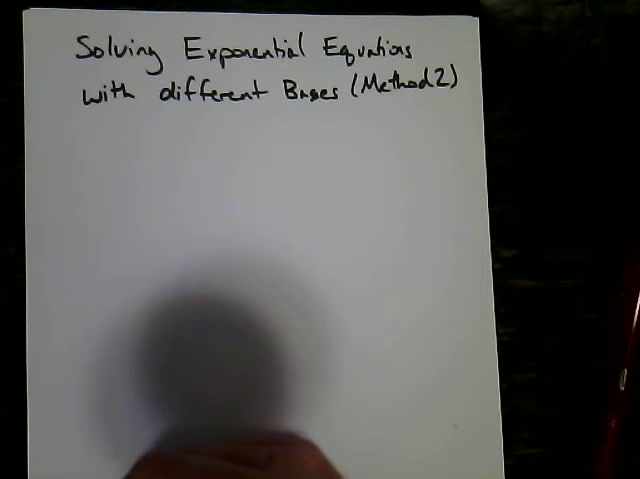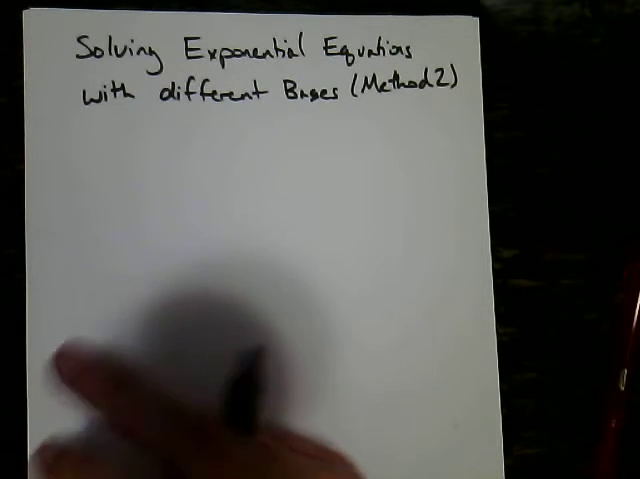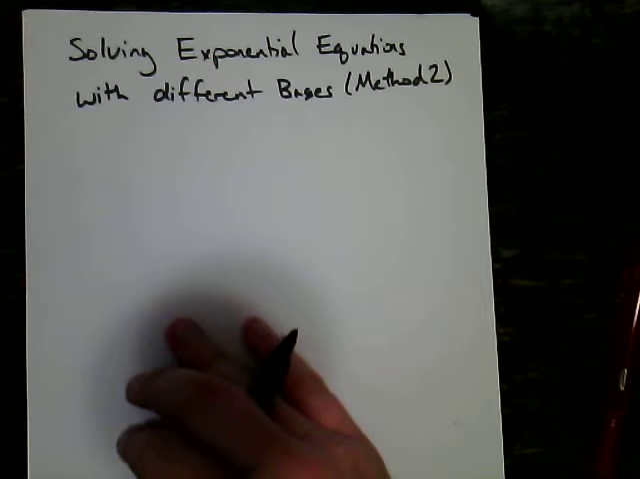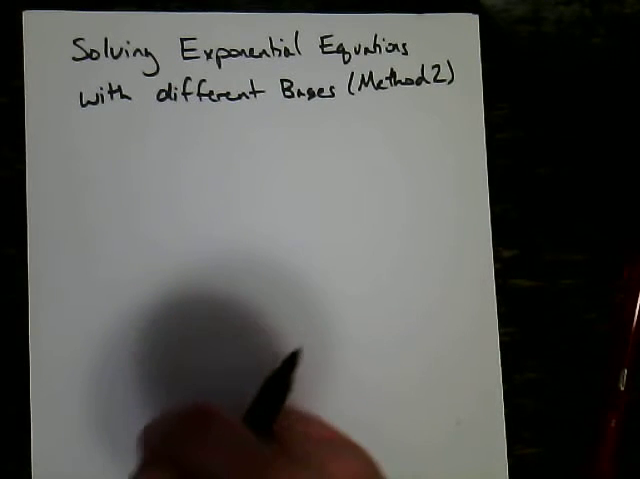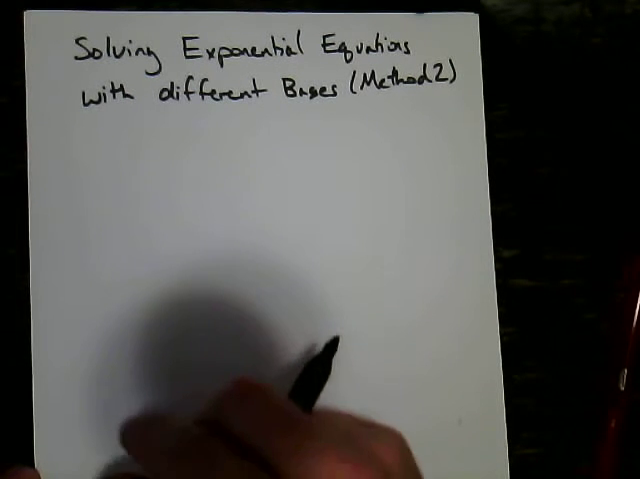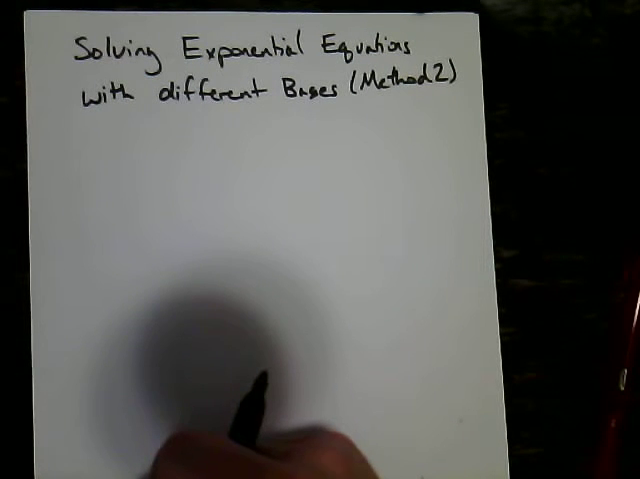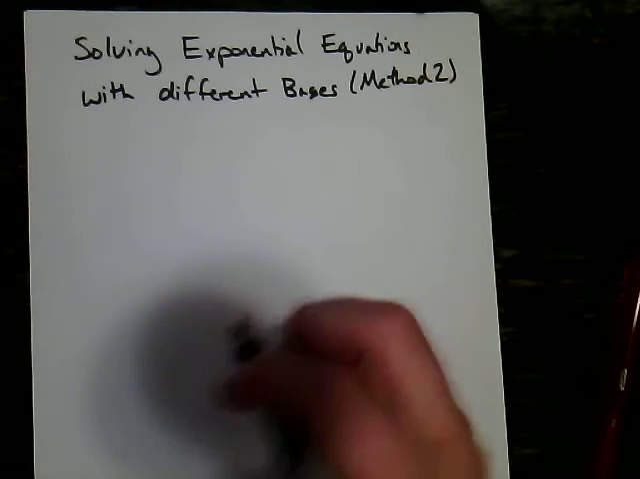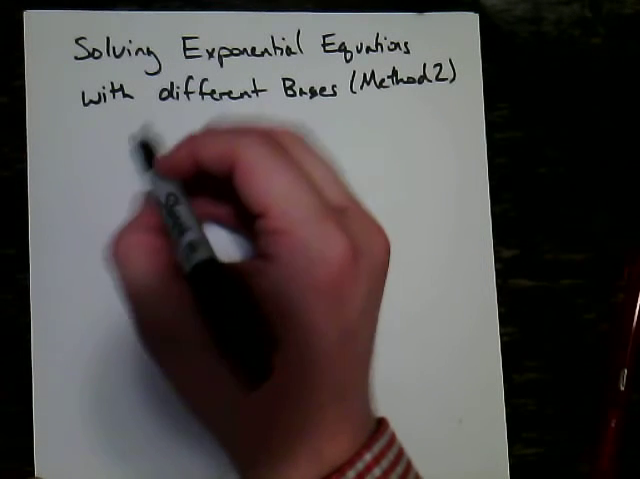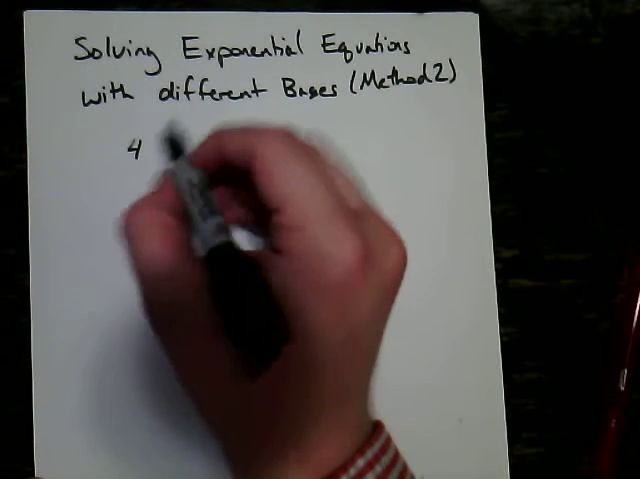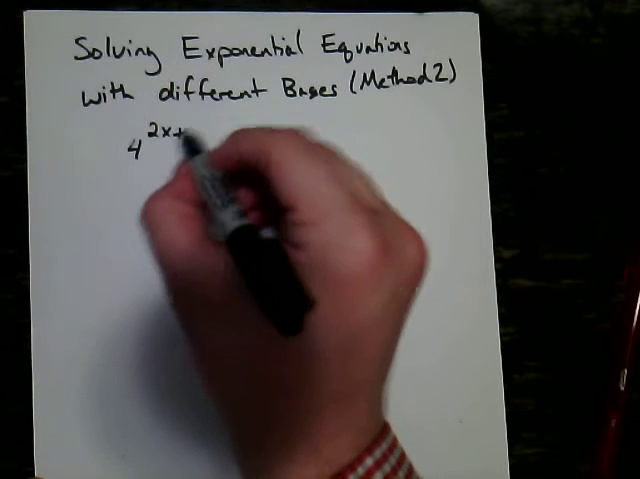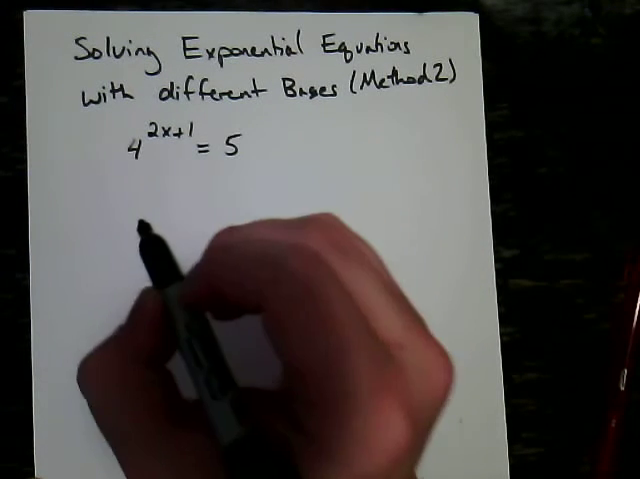Okay, so the first two videos that you've hopefully watched talk about solving exponential equations that have two bases and two exponents, whether the bases are the same or whether the bases are different. This set is going to look a little bit different in that one of our sides of the equation will not have an exponent. So we will have something that looks like this: 4 raised to the 2x plus 1 equals 5.